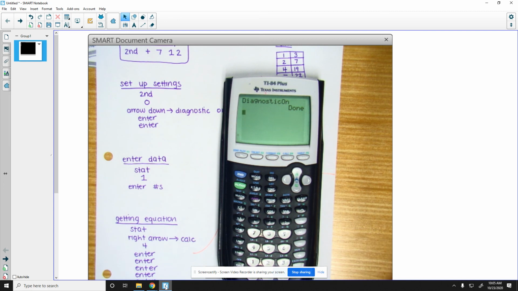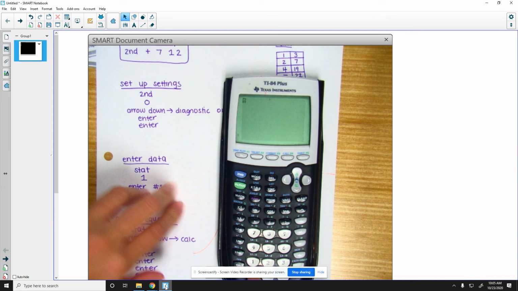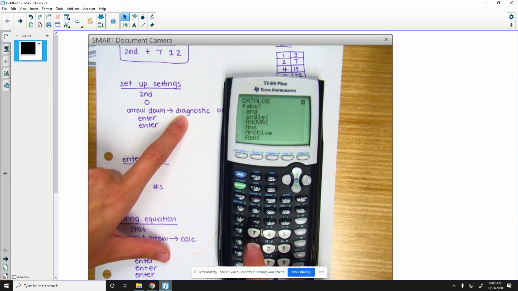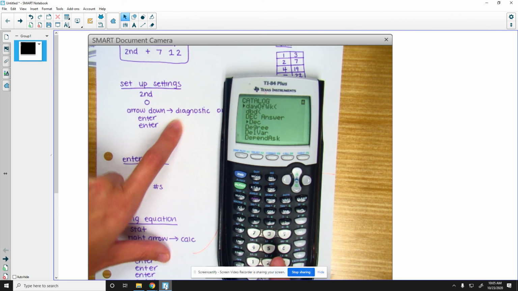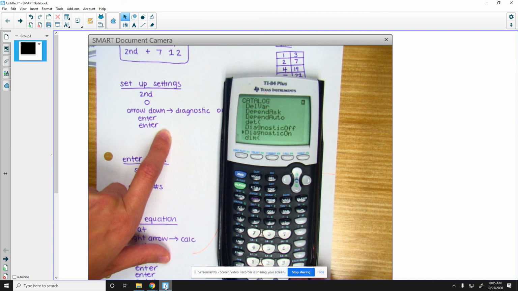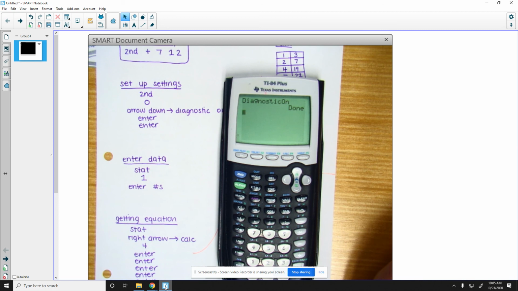Any questions so far? How do you get to the diagnostic again? Okay, so you were supposed to hit second and then 0. And then arrow down to your D's, or just click the letter D, which is 2 underneath alpha. And then arrow all the way down until you see diagnostic on, and then hit enter, and then enter. You get that? Yeah, I did. Thank you. Okay. All right.